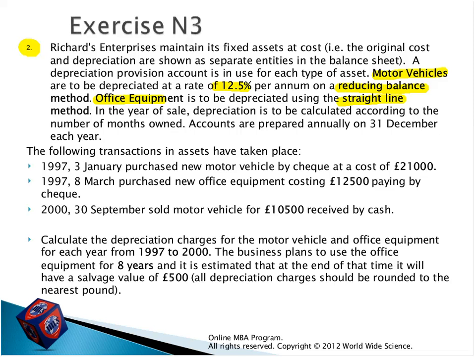In the year of the sale, depreciation is calculated according to the number of months owned. Accounts are prepared annually on the 31st December each year. So they prepare the financial statements at the end of each year. As well, the following transactions have taken place. On the 3rd of January 1997, they purchased a new motor vehicle by check at the cost of 21,000. This motor vehicle, you remember, must be depreciated by the reducing balance method, right? And we already know the rate is 12.5%.